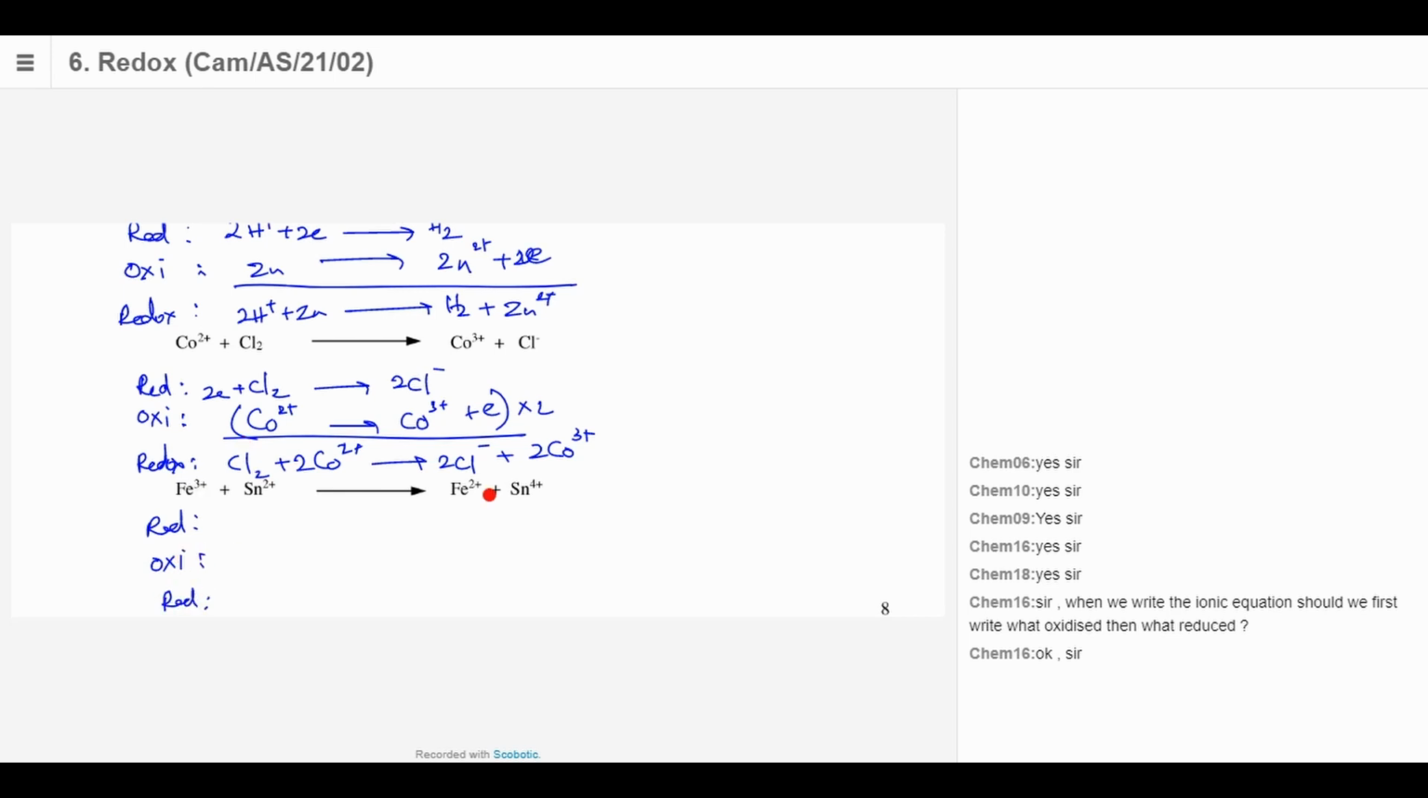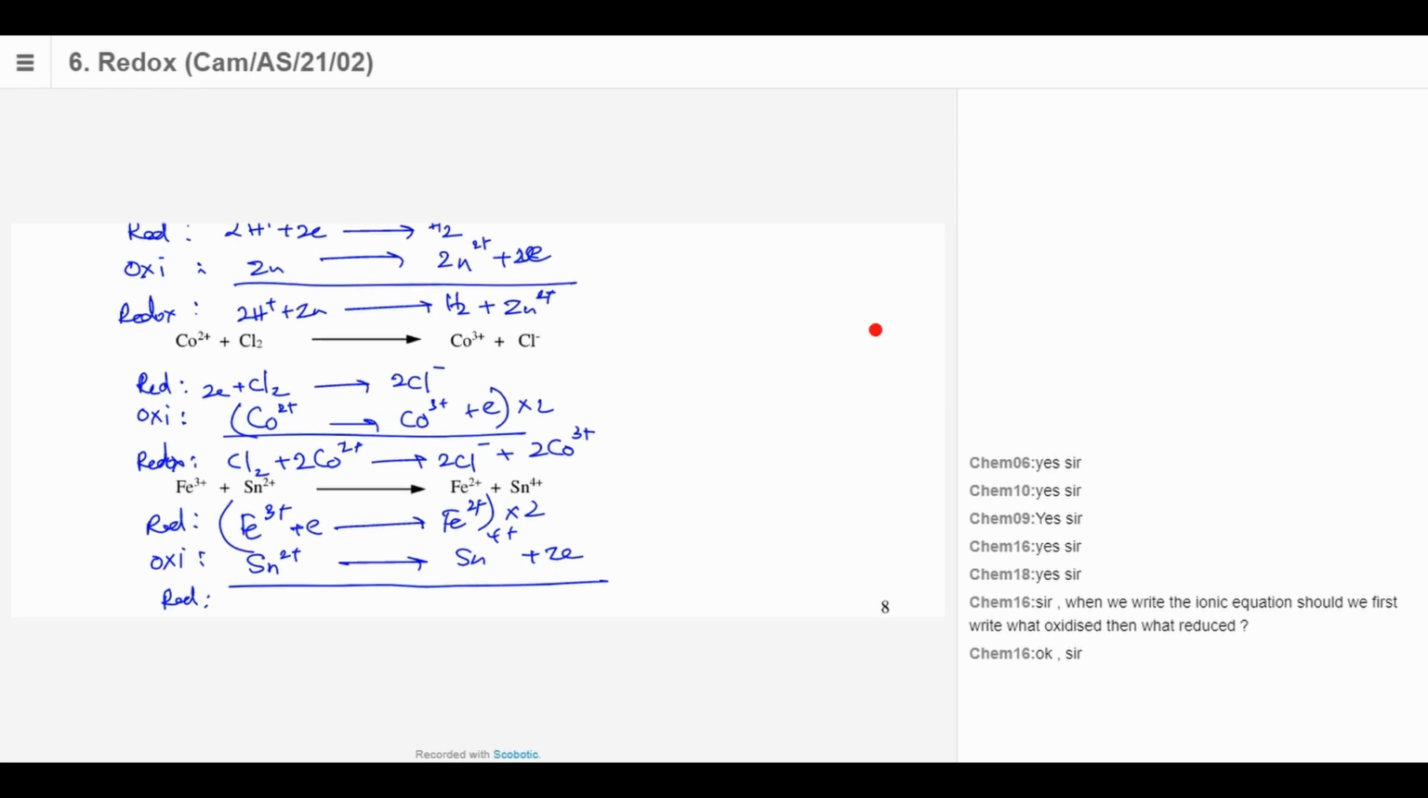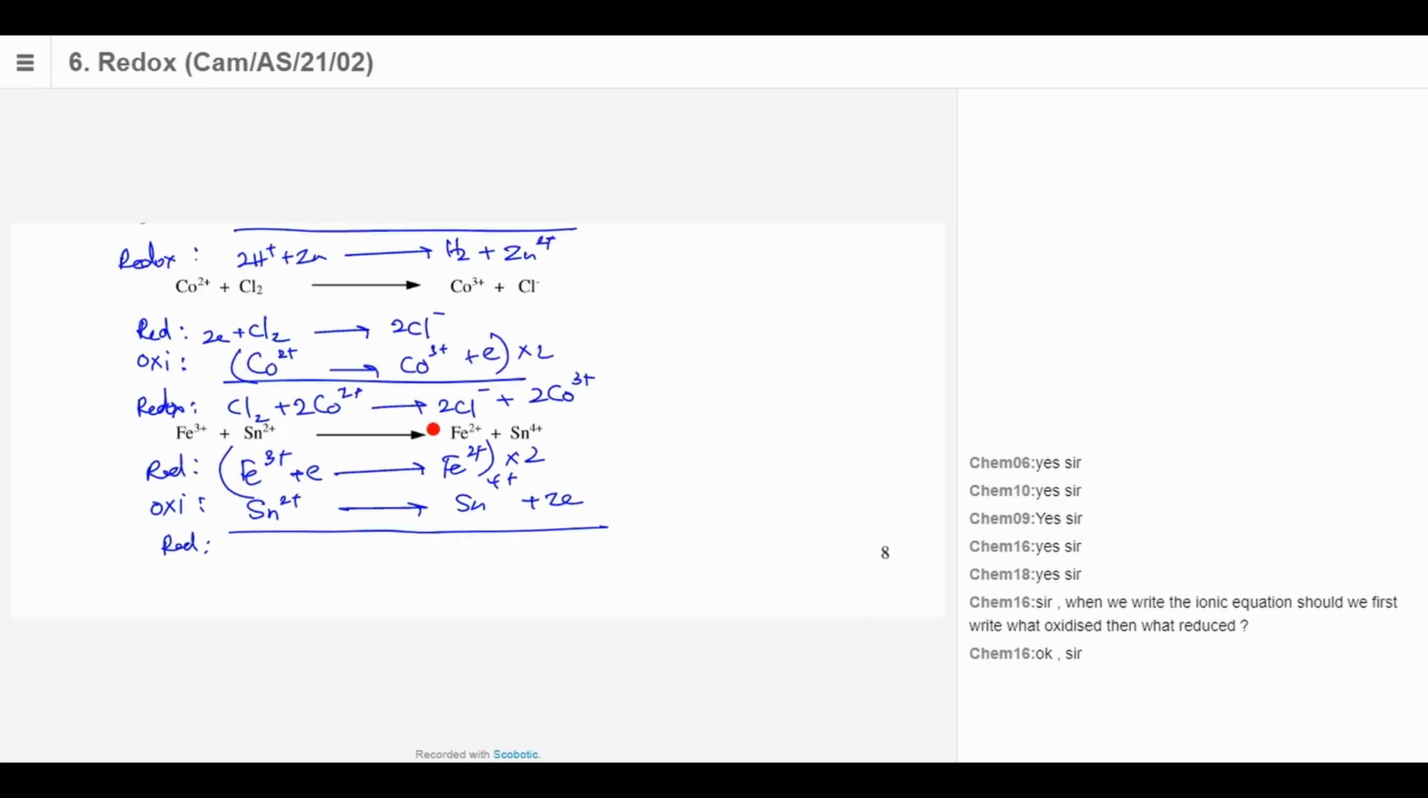What is reduced is iron here, ferric to ferrous. And what is oxidized is tin 2+ to tin 4+, losing 2 electrons. And you multiply the iron equation by 2 to equalize electrons, because the overall redox equation should not carry any electrons. So it's 2 Fe3+ plus Sn2+, giving 2 Fe2+ plus Sn4+.